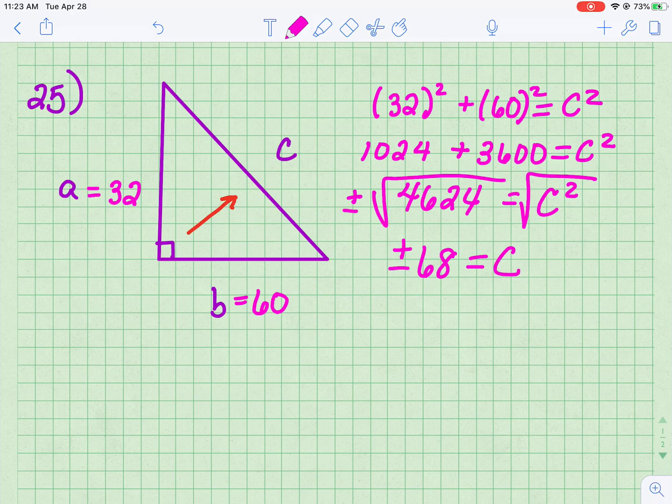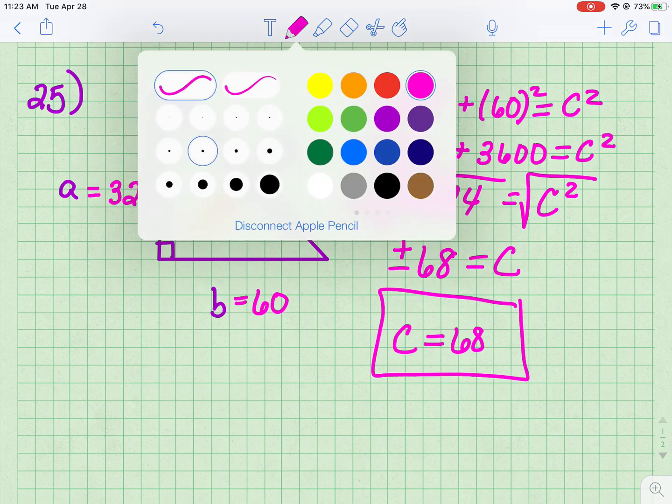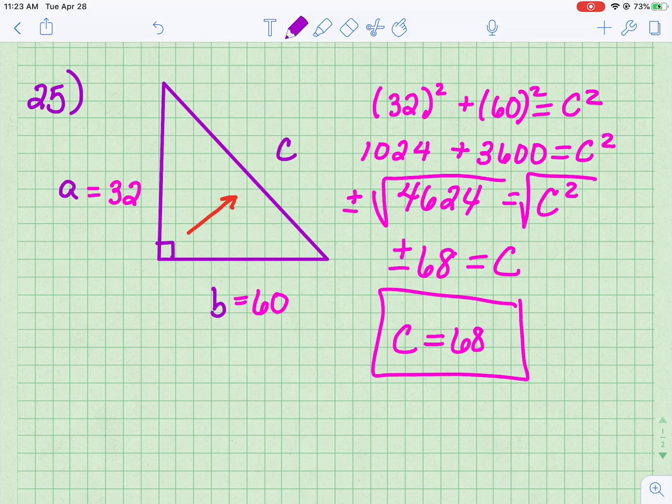One of them is extraneous, and the reason is we're talking about the side of a triangle. If we're talking about the side of a triangle, we're talking about a length. If we're talking about a length, it has to be positive. So the only answer here is 68. Negative 68 makes no sense in terms of this problem. Algebraically, it's correct, but geometrically, it is not.